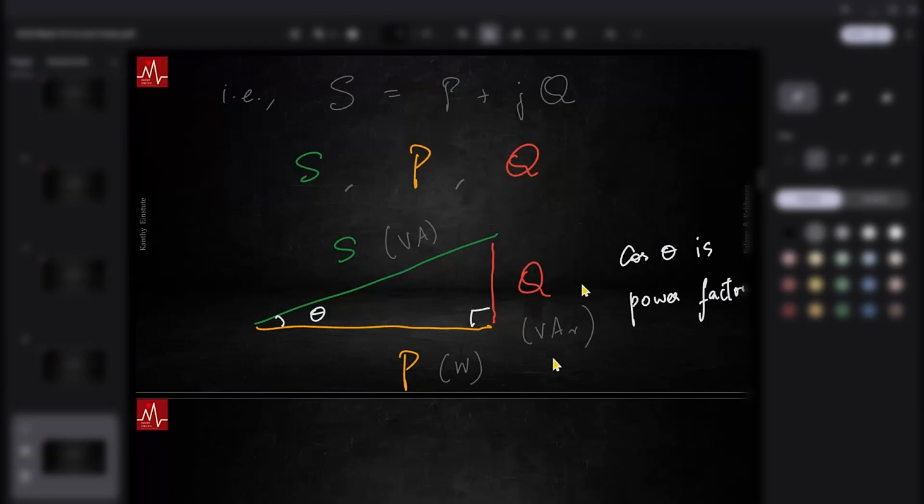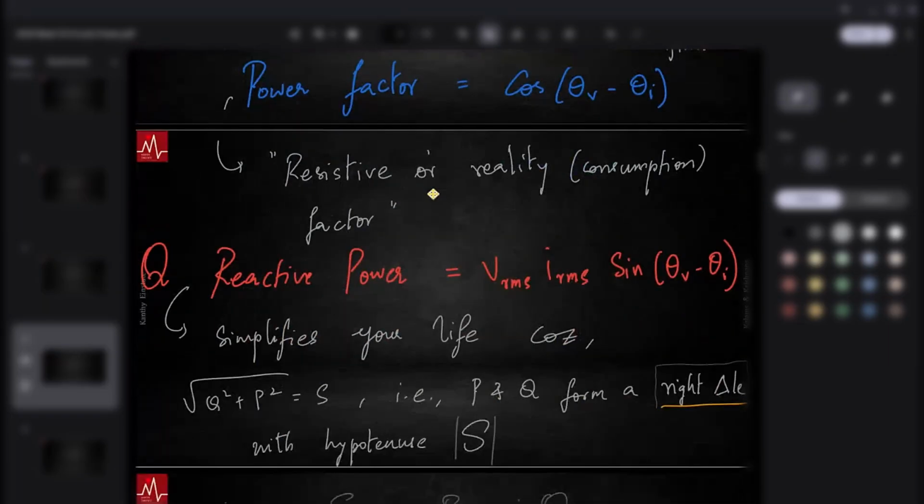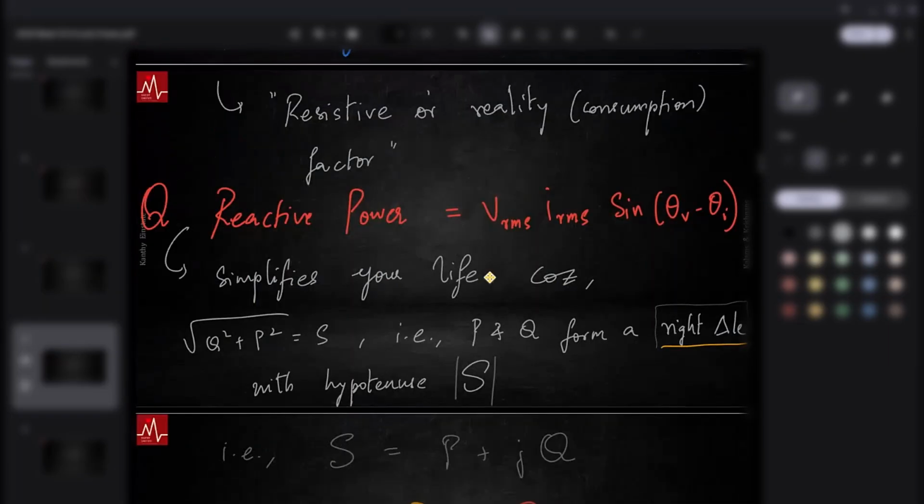Okay. What is watt? This is apparent. Reactive. And then real. Real or true? Okay. Because some of you might find this math somewhat repulsive.